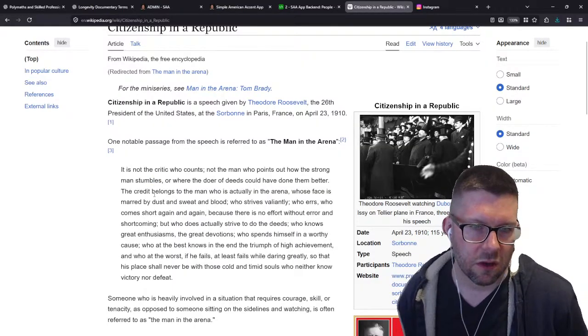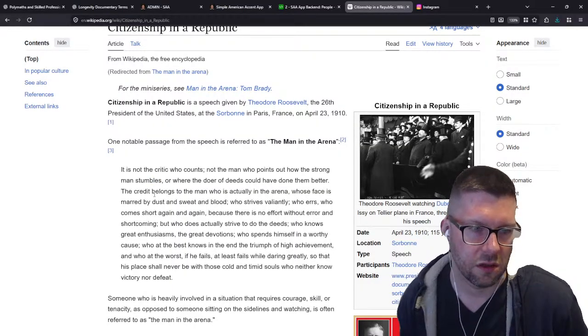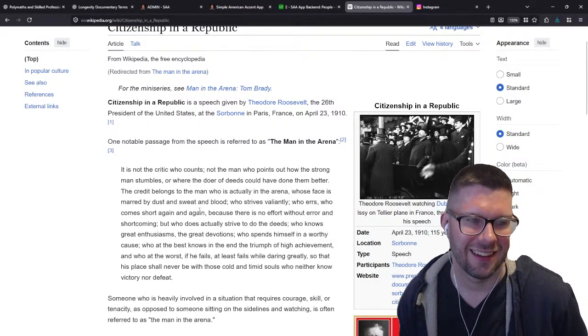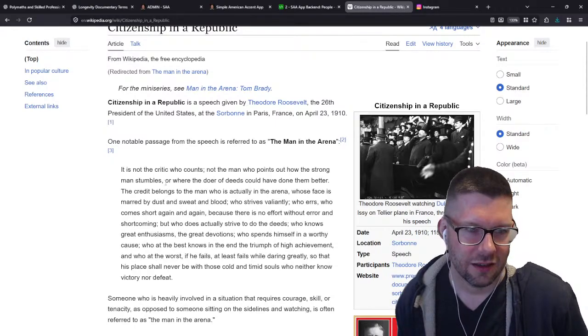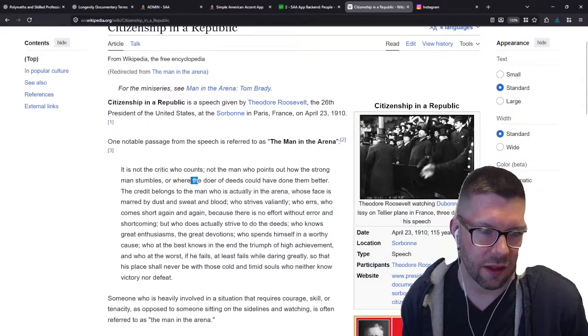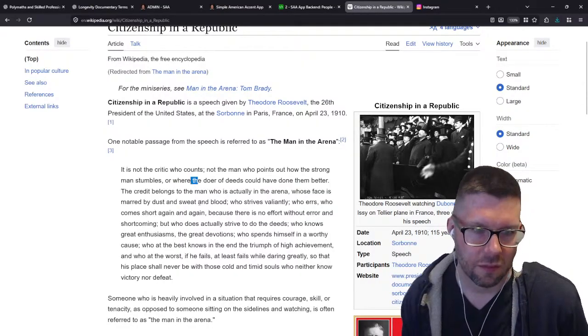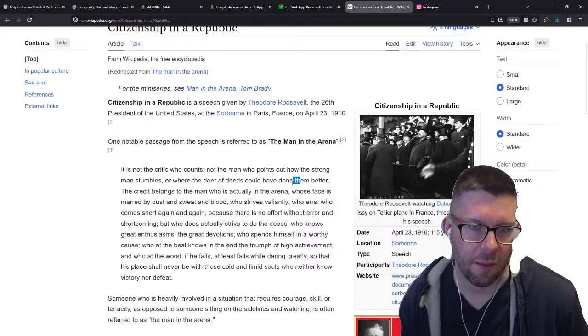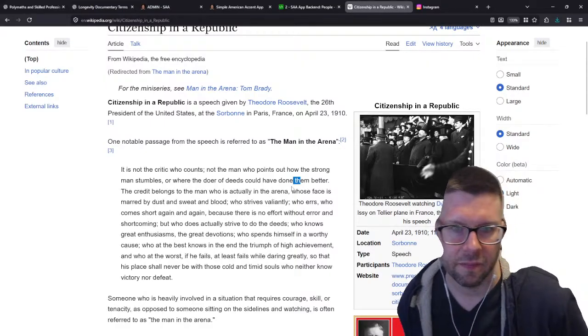Not the man who points out how the strong man stumbles, almost. Yeah, almost versus all. Almost. There you go. Go ahead and keep going if you want. Or where the doer of deeds could have versus where the. Where the. Alright. Or where the doer of deeds could have done them better. Done them versus done them or them. The th is the key thing. Them. Yep, done them.